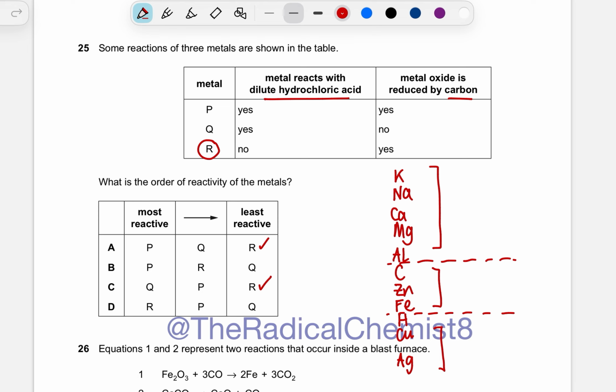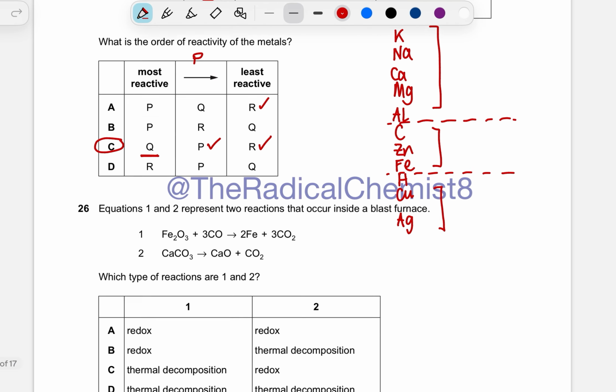Next, metal oxide is reduced by carbon. So this means that this certain metal, in this case, that is reduced by carbon, must be below carbon in the reactivity series. So we already knew that R is below carbon because it's a less reactive element, and the other one would be P. So the next mid-reactive metal would be P. So your answer automatically is C. And Q, it tells you that it doesn't react with carbon, so that's the most reactive element. So it's definitely above carbon in the reactivity series.